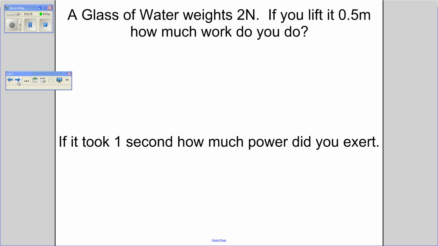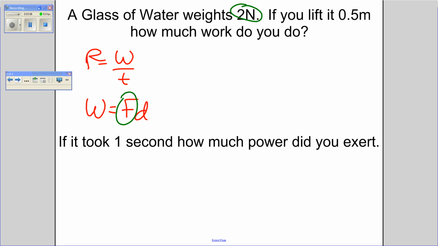Now let's look at this a little bit more. If power equals work divided by time, and work equals force multiplied by distance or displacement, then consider a glass of water that weighs 2 newtons and is lifted 0.5 meters. The question is, how much work do you do? So work is force times distance.